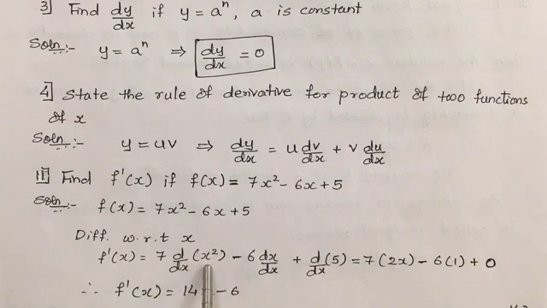Now using the standard derivative of x raised to n, the derivative of x square will become 2x. 7 is as it is. dx upon dx is 1, so 6 into 1. 5 is a constant, so its derivative is 0. So multiplying 7 into 2, we get 14x minus 6. So the value of f dash x becomes 14x minus 6.